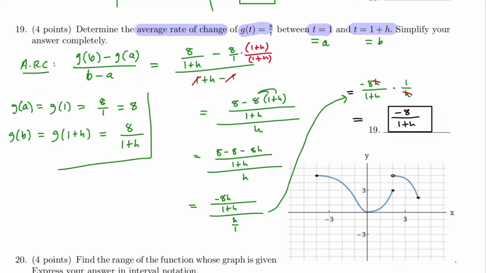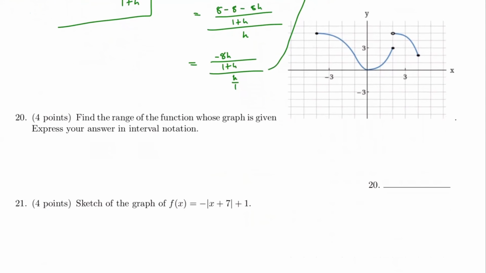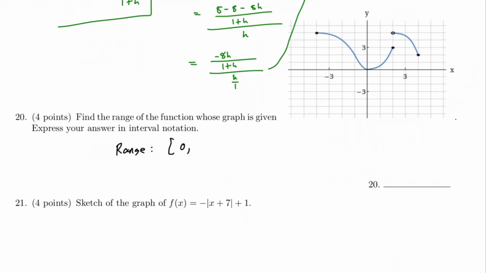Okay, moving on to the next problem, number 20. For number 20, we have to use this graph right here to find the range of this function using interval notation. So range is the set of y values. So we look at the lowest y value, that's right here, 0, to where the graph exists. So as far as this point right here, and this is closed right here. So it's actually closed.